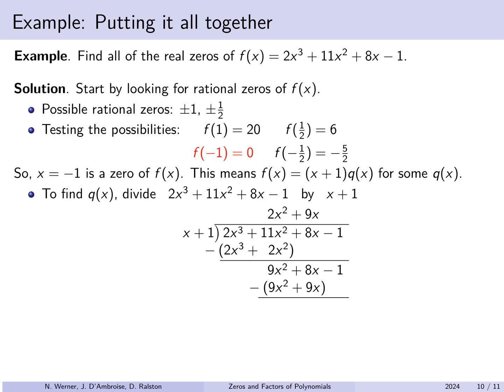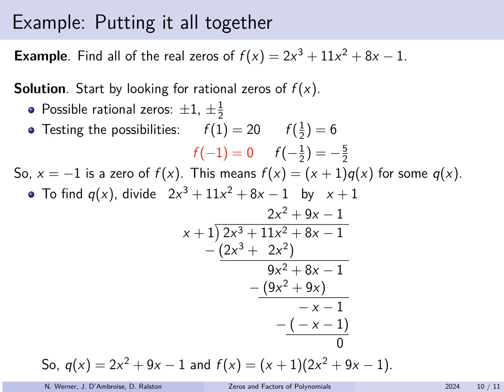The largest term cancels out. Now we have negative x minus 1. Negative x, the largest power of x down at the bottom there, divided by x, the largest x that appears in our denominator, the thing we're dividing by, is minus 1. Multiplying x plus 1 by negative 1 gives us negative x minus 1. When we take this difference, everything cancels out. Lo and behold, we have 0 remainder.